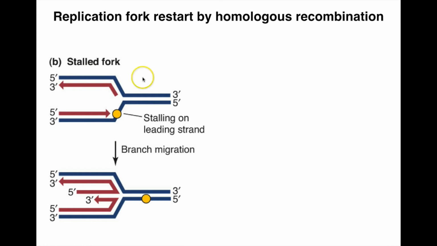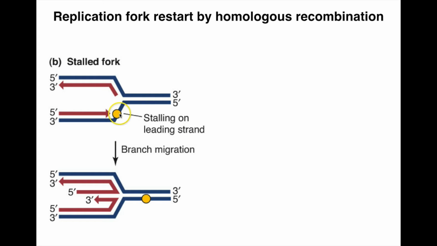Restart by homologous recombination when there's a stalled fork. So this is when there's a big bulky adduct potentially right here. This is our adduct. And so it stops, in this case, the leading strand from being able to make more DNA in this direction. So the replication is stopped here.